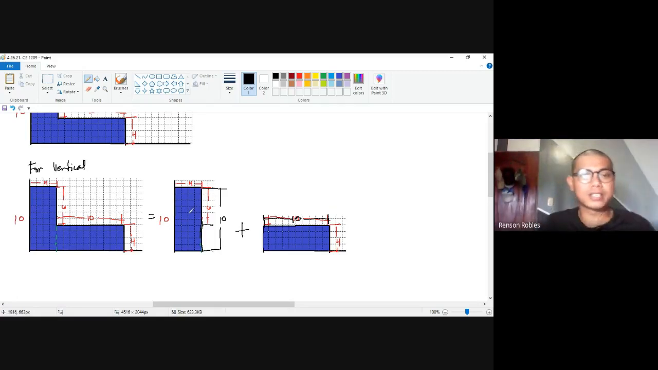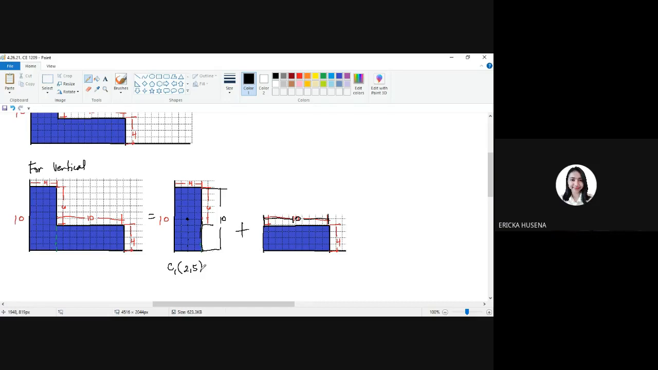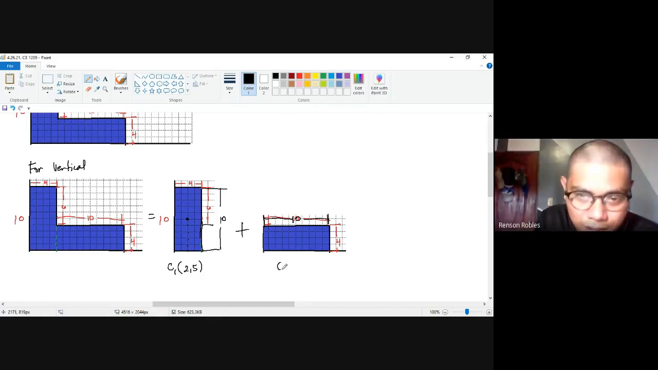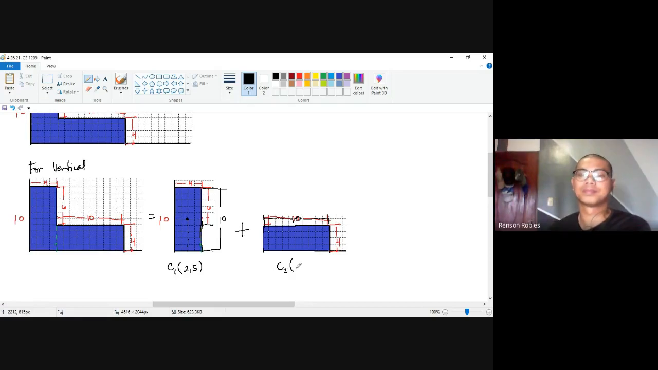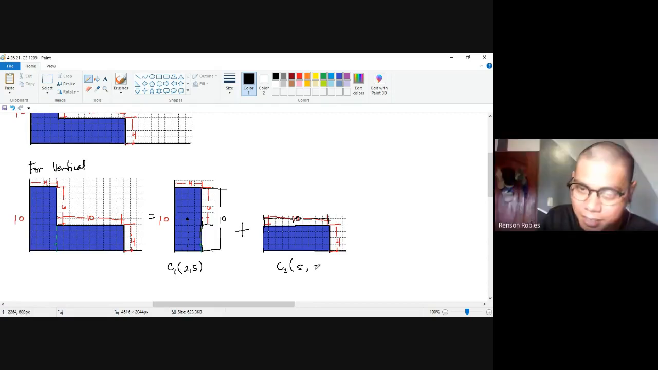So we can now locate the centroid of this and centroid of this. Ang centroid nito can be found at, this is 4, this is 10, 2, 5. 2, 1, 2, 3, 4, 5. Right? So C1 is located at 2, 5. Am I right? Yes po. Okay. What about C2? 5, 2 po.